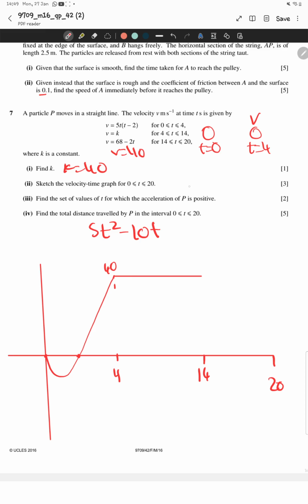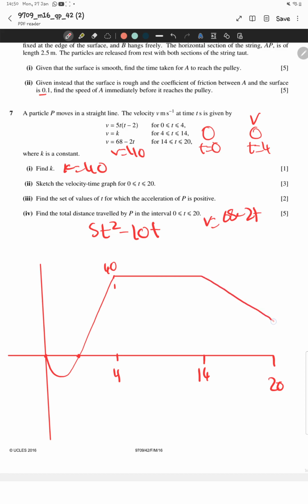And then let's see, it's 68 minus 2t, which means that it's a straight line because it's not a curve. And it means that as time increases, velocity will decrease, right? Because if you have time 1 here, velocity will be 66. If you have 15 here, the velocity will be 38. If you have 20, 2 times 20, the velocity will be 28. So it's decreasing.